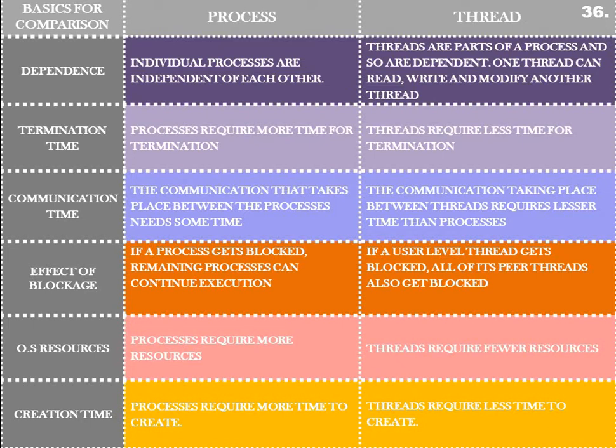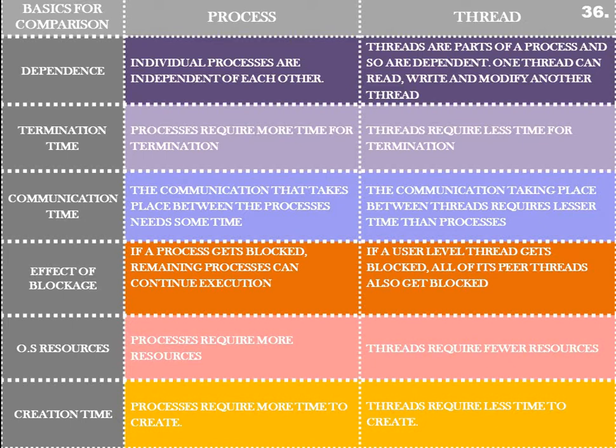If a process gets blocked, the remaining processes can continue execution. As already told, processes are totally independent of one another. So if one process gets blocked, the remaining processes can continue their execution independently, while threads are dependent on one another. So if one thread gets blocked, all of its other peer threads inside that process would also get blocked because they are interrelated and dependent on one another. If one gets blocked, the other definitely gets blocked.